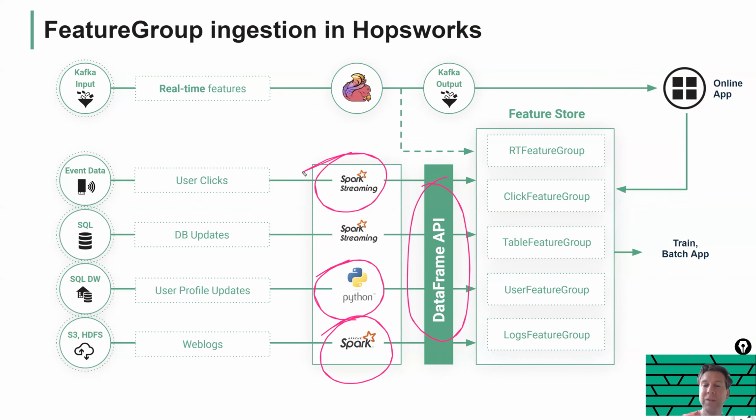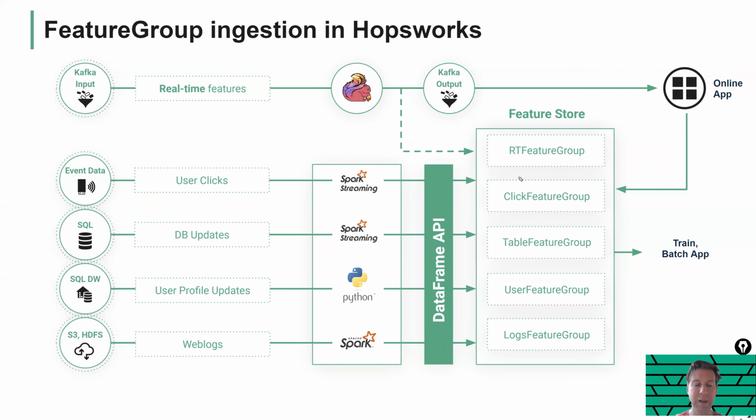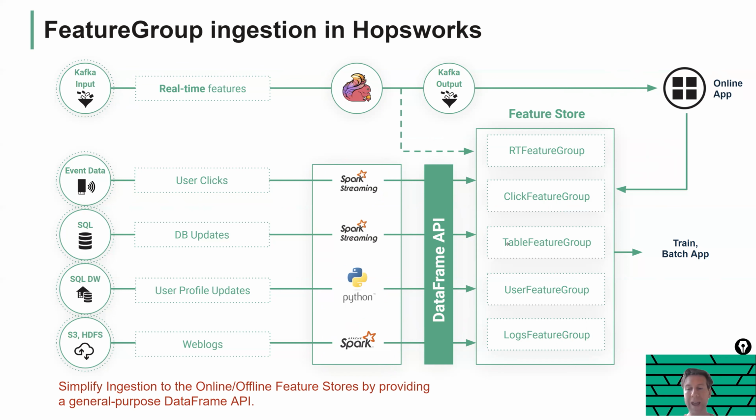And the complexity of dealing with whether a given feature group is online or offline is handled by the platform. The platform will basically do the heavy lifting of ensuring the consistency of features in both the online and offline feature stores. So the end result here is that we simplify the ingestion of features into this online offline feature store by providing this general purpose data frame API.